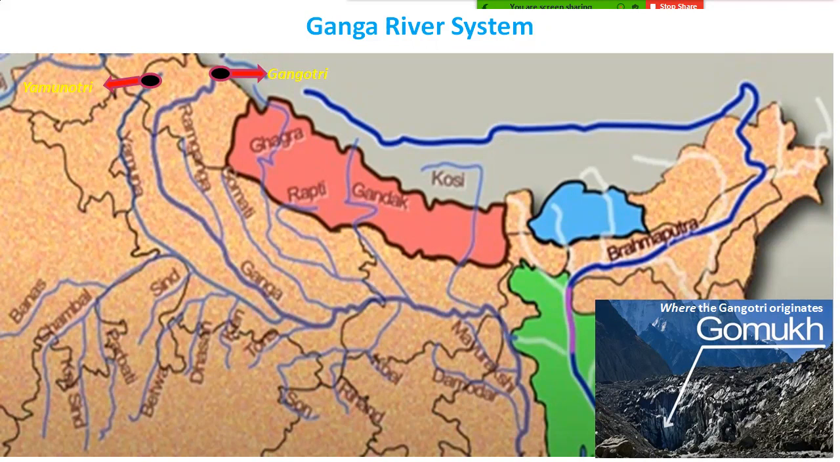As you can see, many tributaries of the Ganga also flow eastward in a similar manner. Yamuna originates at Yamunotri in the Himalayas. It is a major tributary of the river Ganga and it joins the river Ganga in the northern plains.